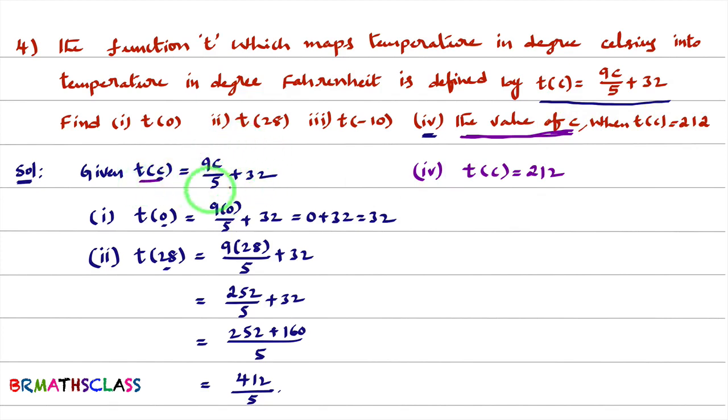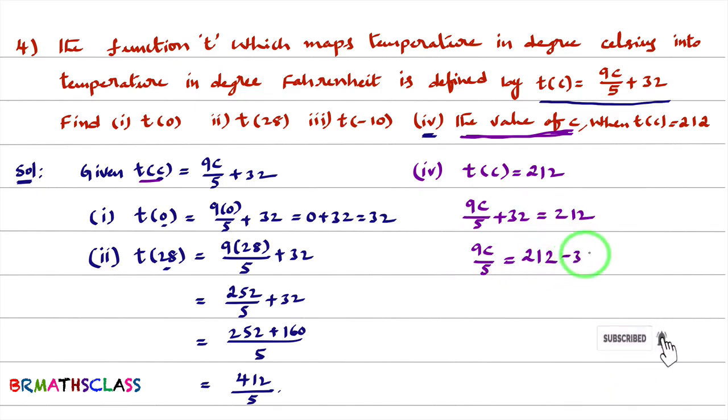What is t of c? 9c divided by 5 plus 32. So in place of t of c, I'll write that 9c divided by 5 plus 32 equal to 212. I need to find c value. So I'll simplify this. 9c divided by 5 equal to 212 minus 32. 212 minus 32 is 180. So 9c divided by 5 equal to 180.